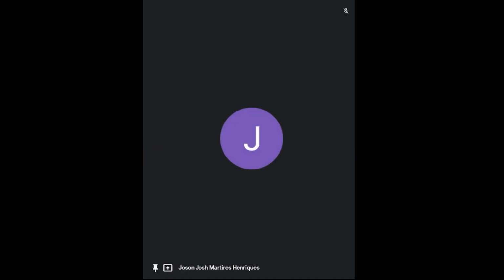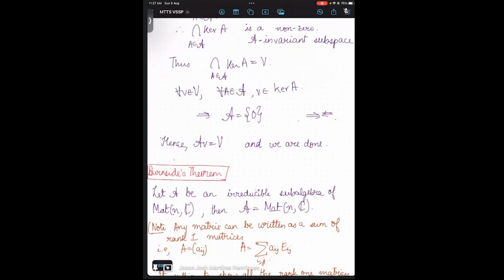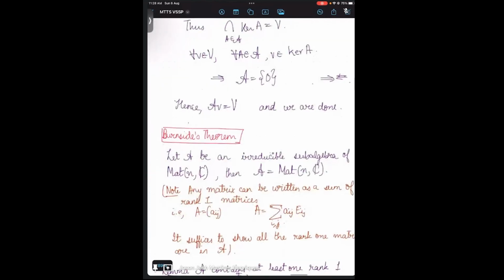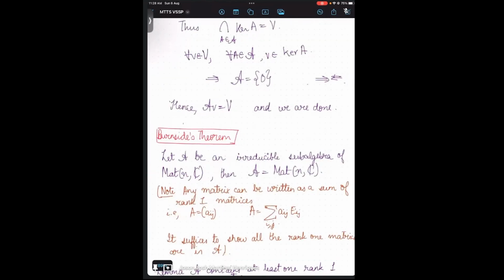The way the proof proceeds is, if you have a vector subspace like V, then it's enough to show sometimes that the generators are all there in that subspace if you want to show that that subspace is going to be the full space V. That is exactly what we do. Given any irreducible algebra, we'll show that it contains all the rank 1 matrices. Now, any linear operator can be written as a sum of rank 1 matrices by doing this. That's what I've spelled out over here.